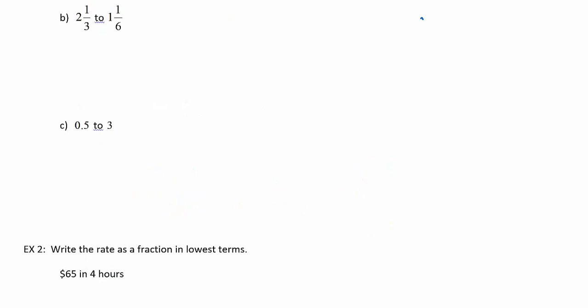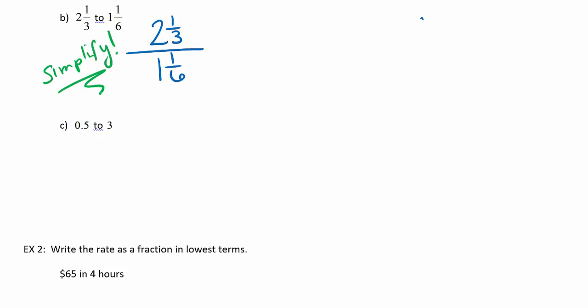Same idea if you have fractions or decimals. The ratio of 2 1/3 to 1 1/6. We take the first number that goes on top, second number goes on bottom. Now we have to simplify this answer. You don't want to leave fractions within fractions. So to simplify, we are going to write each of these fractions as improper fractions.